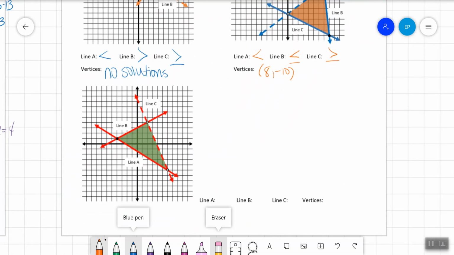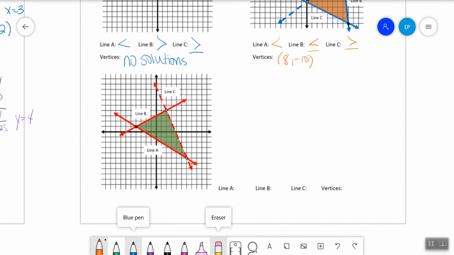Last but not least, this one right here. Line A is a solid one right here, so it's going to be equal to. B is solid, that line is right here. It's going to be equal to, and C is dashed. So at C, it wants all the y's that are less than that graph. So that is going to be less than.